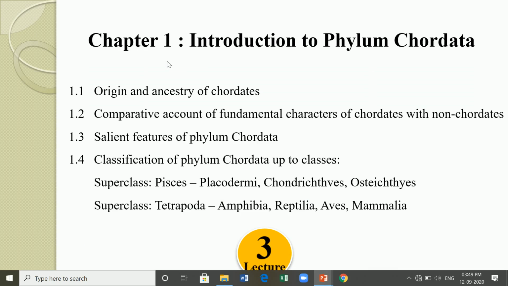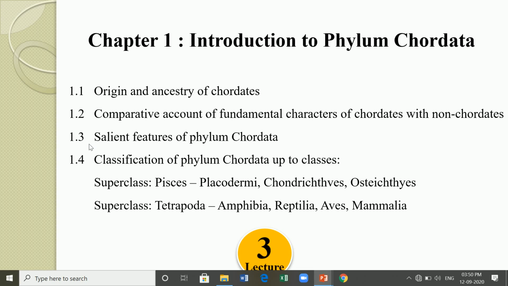The first one, chapter first, introduction to the phylum Chordata. In this chapter, we are going to learn 4 subtopics, that is origin and ancestry of chordates, how the chordates originated, and who actually the ancestors of the chordates are, which will be highlighted in this topic. Then second is a comparative account of fundamental characters of chordates with that of the non-chordates. Here we are going to compare the characters which fundamentally differ between the non-chordates and the chordates.